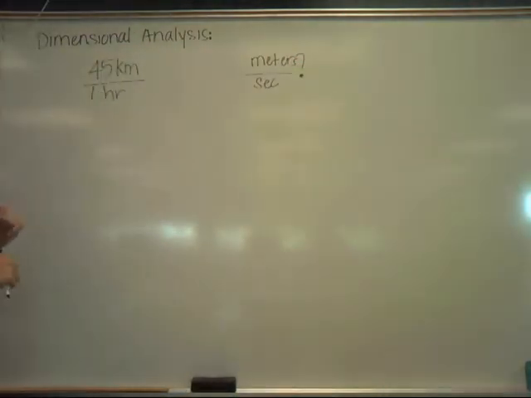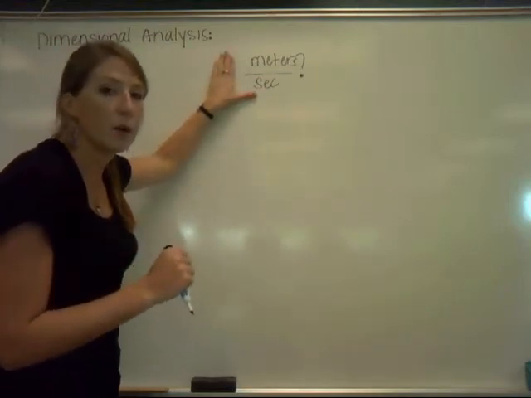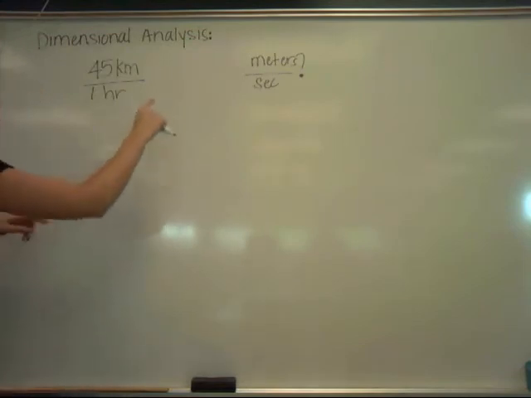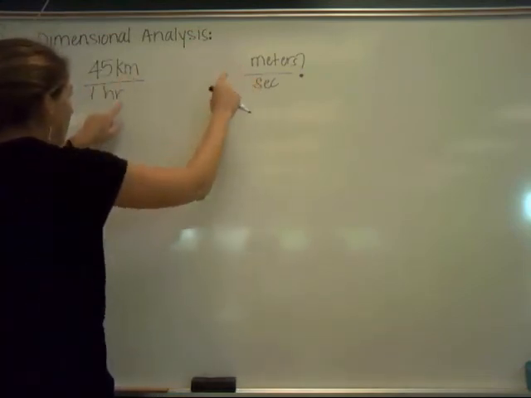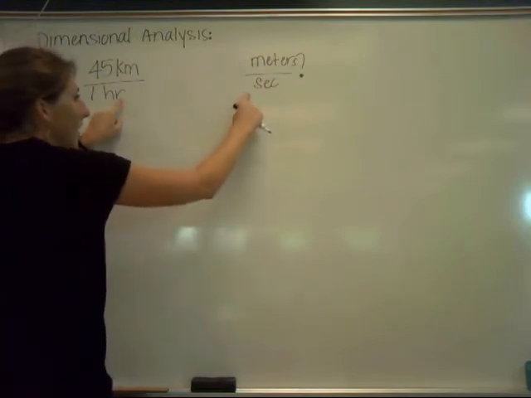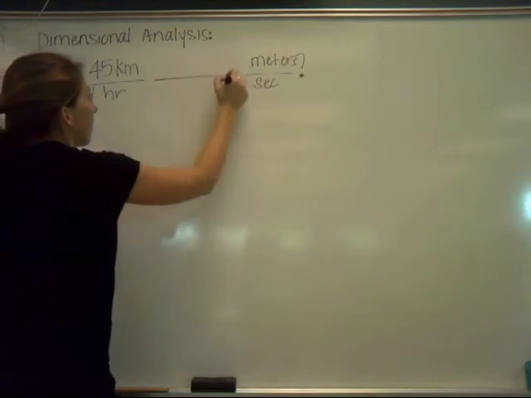Okay, let's try a different problem. Let's say that I have 45 kilometers per hour, and that's how fast I was driving on my way to work this morning. I want to know how many meters per second I was going. So in this case, I have kilometers on top, meters on top of my answer. I have hours on bottom and seconds on the bottom in my answer. So I'm converting two things at once.